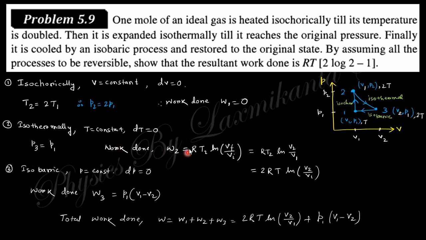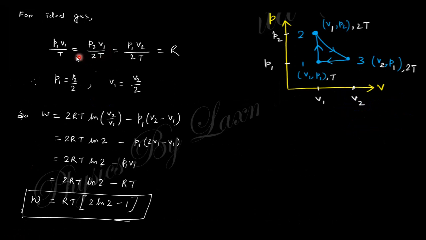Only work done will be like that. And for isobaric process, pressure equals constant, so the work done equals P dV, the change in pressure. Okay, so if you add these two things, you will get this one. And after, you know, for ideal gas, PV equals RT, so at that point P1 V1 by T.